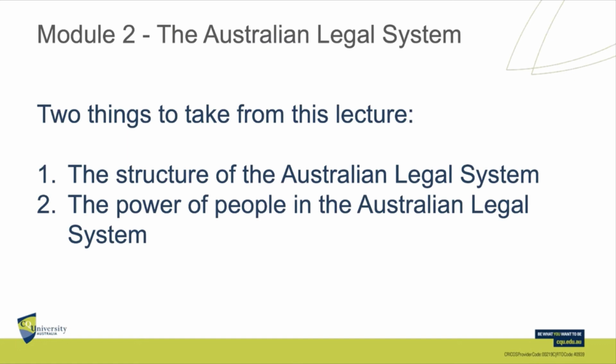First, the structure of the Australian legal system. It's a reasonably complex system, so understanding how it all fits together is really important. Second, the power of the people in the Australian legal system. What I mean here is the relationship between citizens and the government. So let's get started.